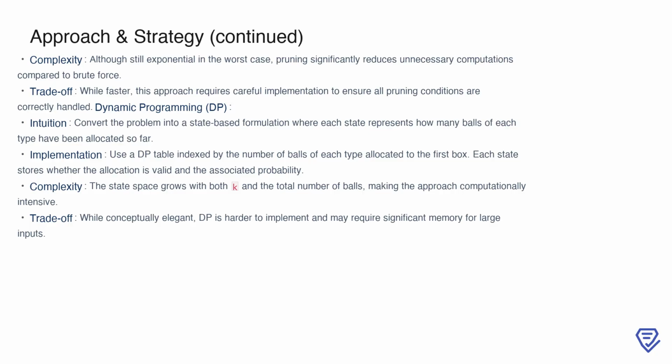While this approach is elegant, its complexity arises from the growth of the state space, which depends on both the number of ball types, k, and the total number of balls. The memory requirements can become significant, especially for large inputs. In addition, implementing DP for this problem is non-trivial, as it involves managing a large state space and ensuring all transitions between states are correctly handled. While DP is conceptually powerful, its trade-offs in terms of complexity and memory make it less appealing compared to the recursive backtracking approach with pruning.